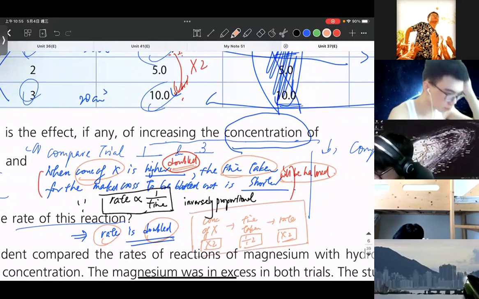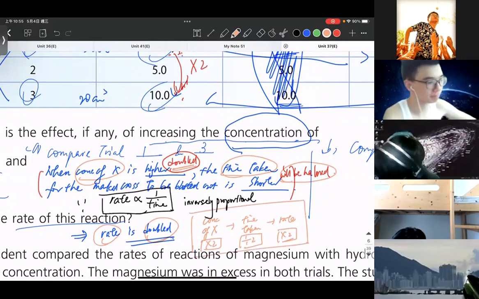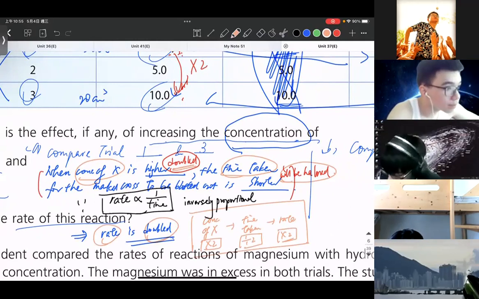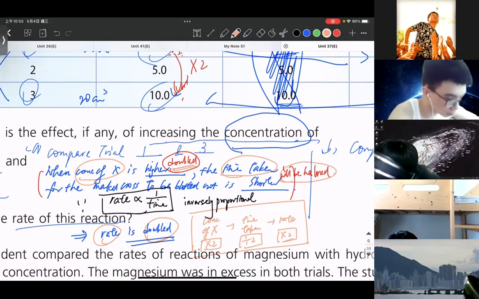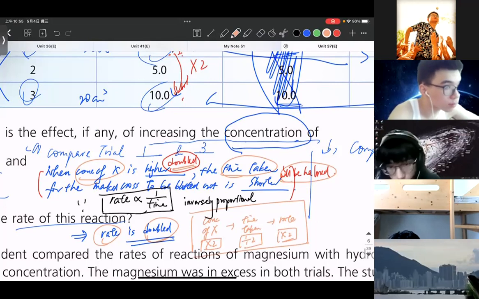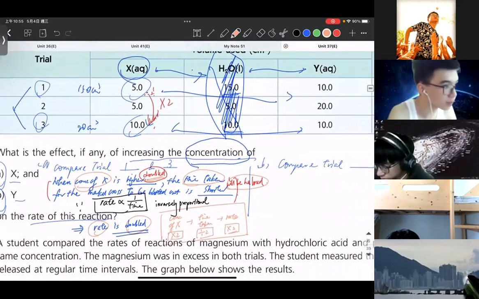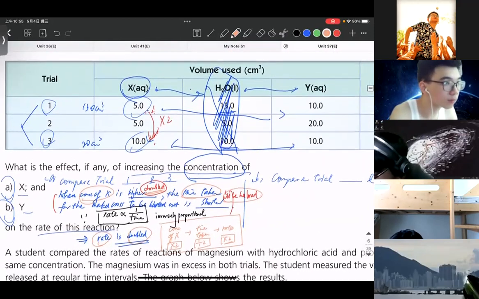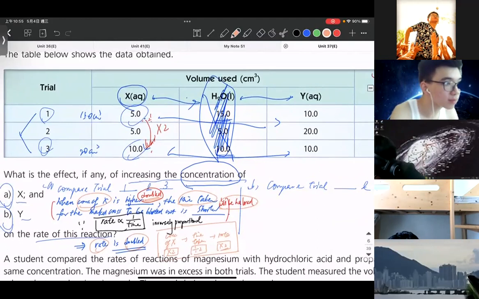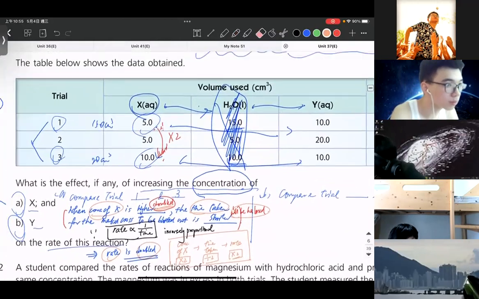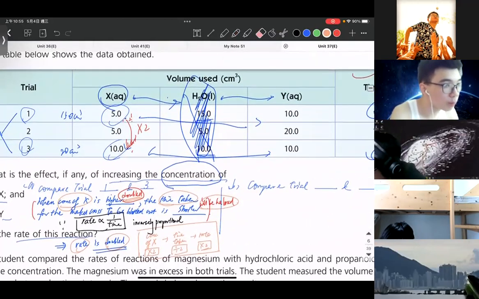All of you, please mark it down. Do you understand? The arrows tell you the logical sequence. Now you do the same thing to try out B. Please use the same logic to find out the effects of the concentration of Y on the reaction rate. So what 2 trials would be chosen?